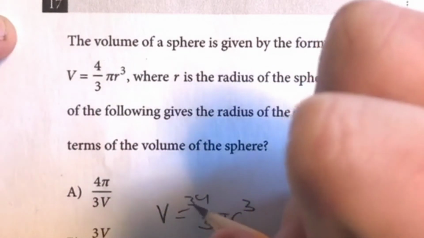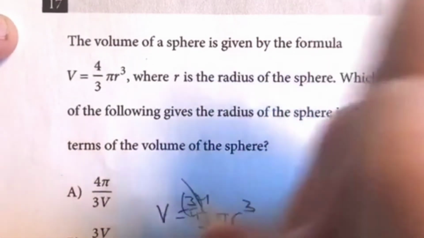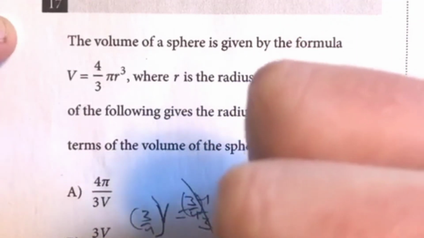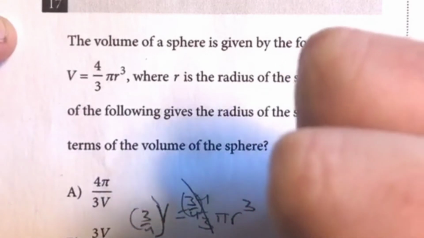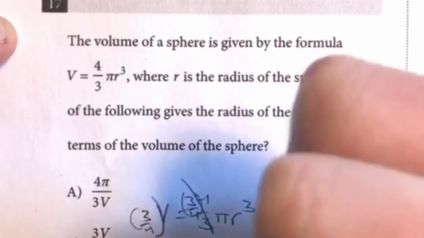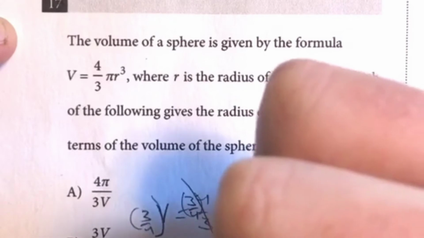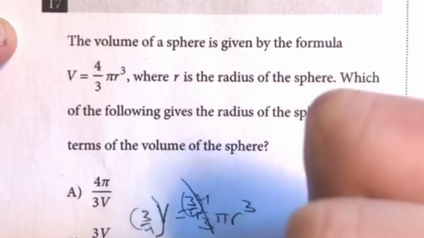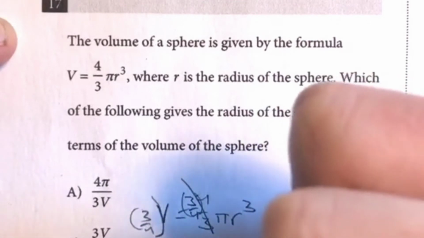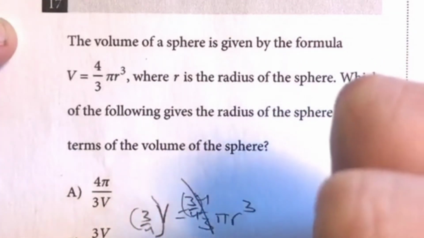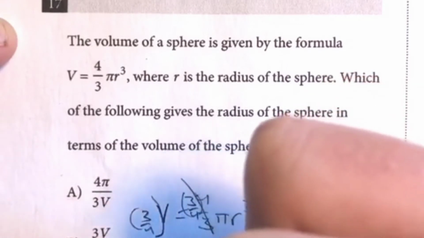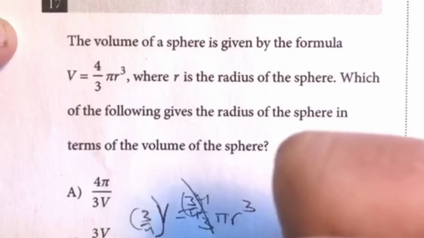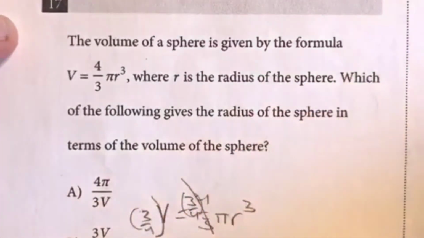So my first step would be to multiply by 3/4 right here, which cancels that, and you have to do that to this side too. And that's going to turn into 3V over 4 is equal to pi r cubed. Now you're going to divide by pi, and dividing by pi on this side, you're multiplying by 1 over pi. So you get 3V over 4 pi is equal to r cubed. To get rid of a cube, you take a cube root, just like you take a square root to get rid of a square. That cancels that out, and you have to do it on this side too. So you get r equals the cube root of 3V over 4 pi. That matches D. D is correct.